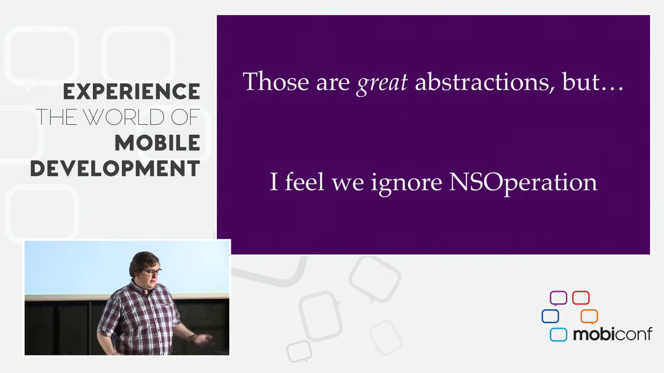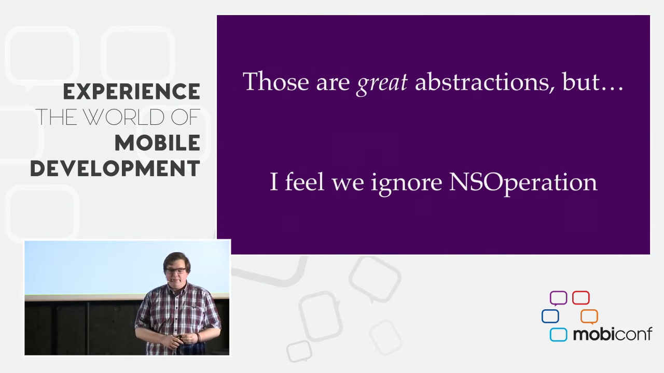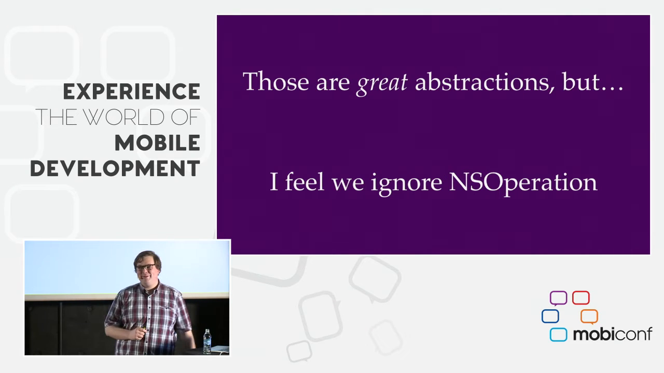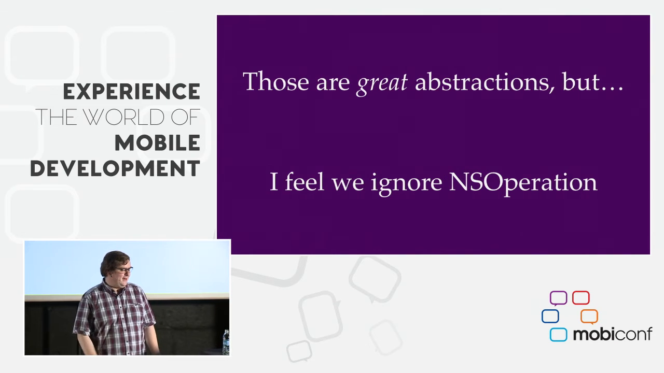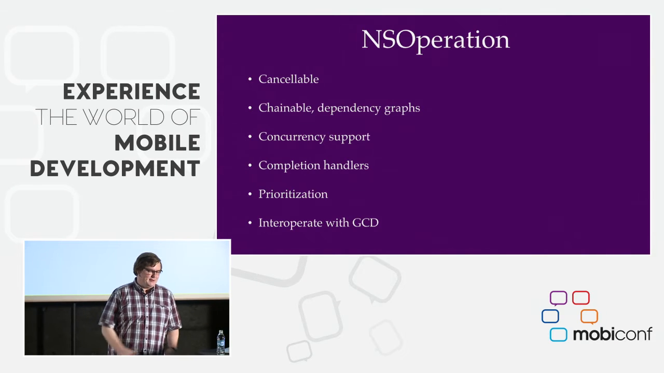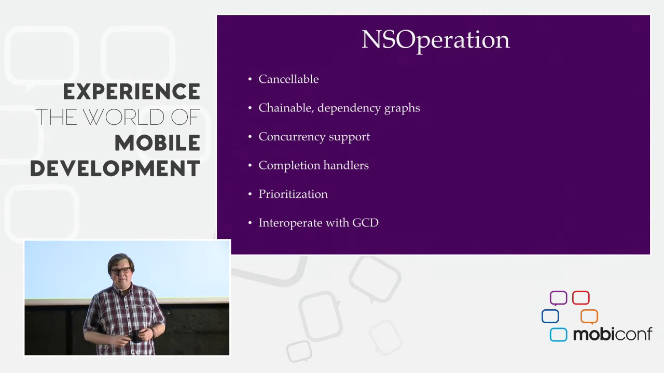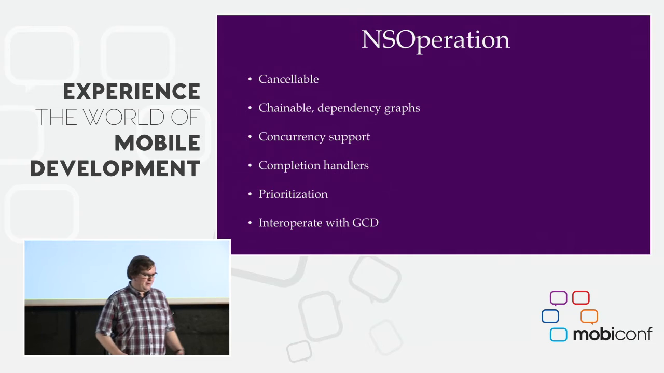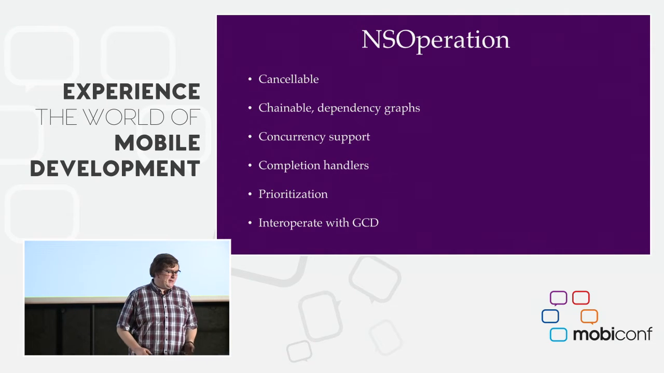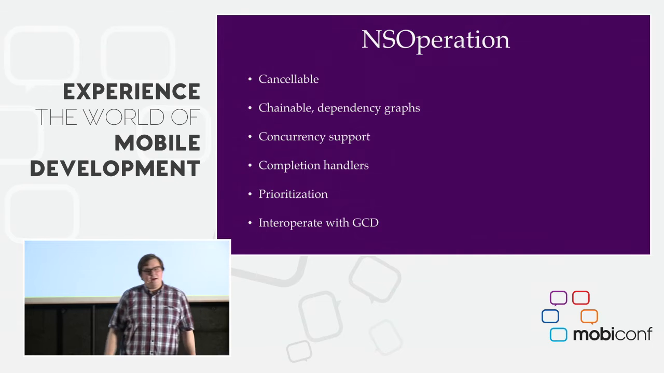And those are great abstractions and they all have their place, but I still feel that we ignore NSOperation. It's cancelable, you can chain it, you can make dependency graphs. It has concurrency support. I know that I can do concurrency with RxSwift or ReactiveCocoa, but I don't actually know how I would do it off the top of my head anyway. Completion handlers, prioritization. That's so cool. You can say this operation has a higher priority than this one. Very nice. And they interoperate with GCD.